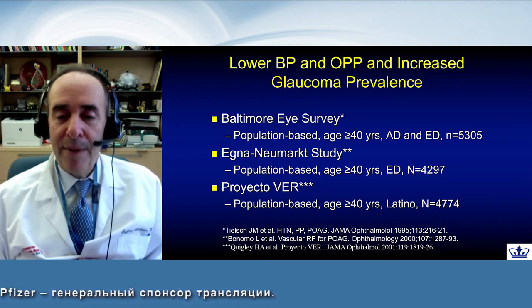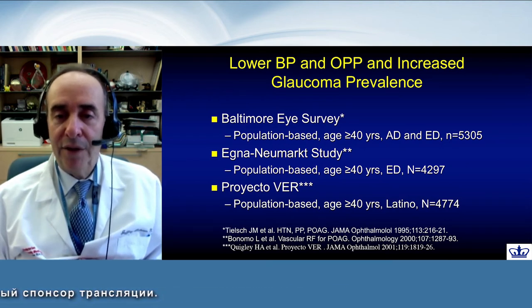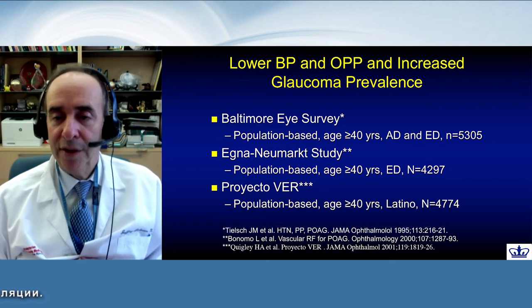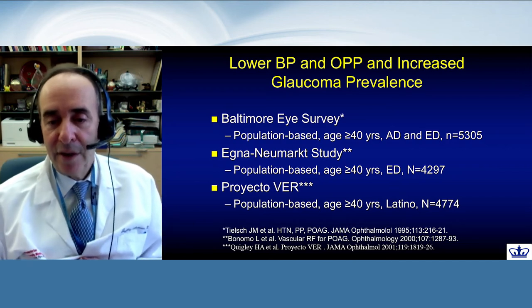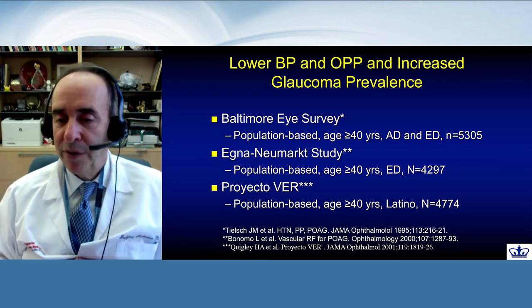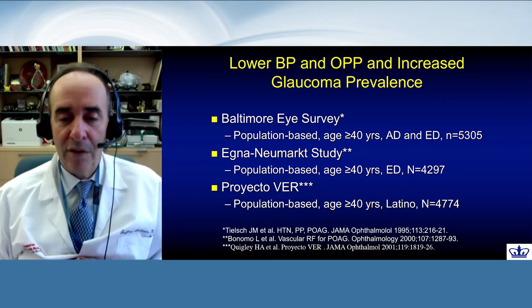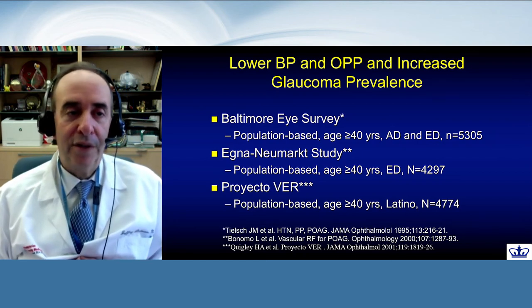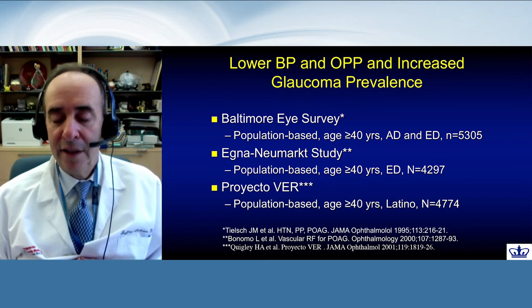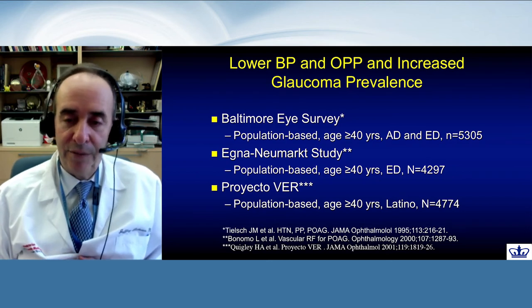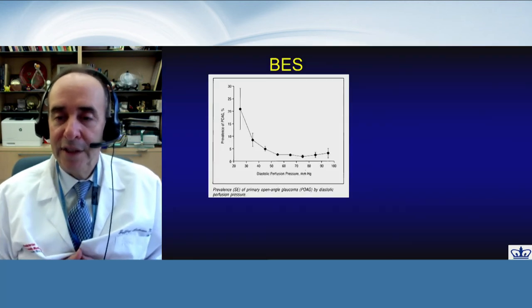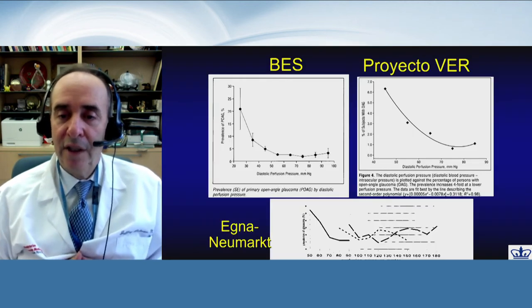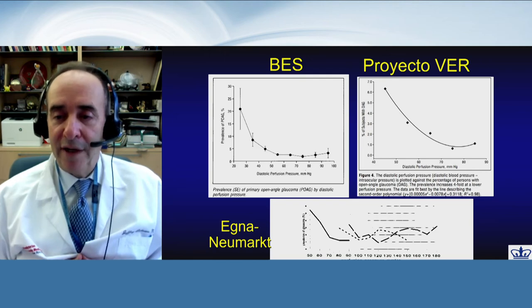No matter which population-based survey we look at, whether it's the Baltimore Eye Survey, which looked at European versus African-derived individuals, the Egna-Neumarkt study, which looked at Europeans, Proyecto VER, which looked at people with Latino ancestry, in all of those populations, lower blood pressure, whether you measure that systolically, diastolically, or by mean perfusion pressure, increased the prevalence of disease and risk for disease. These three graphs illustrate that finding.